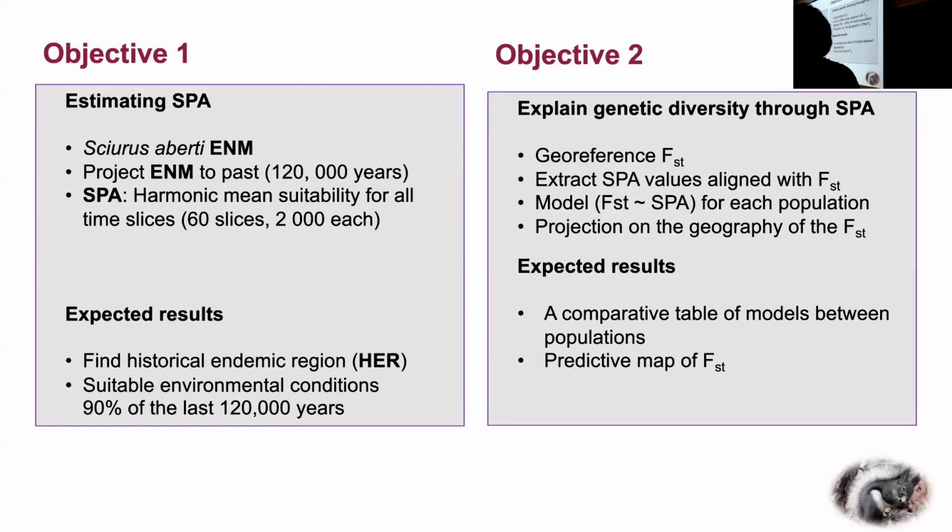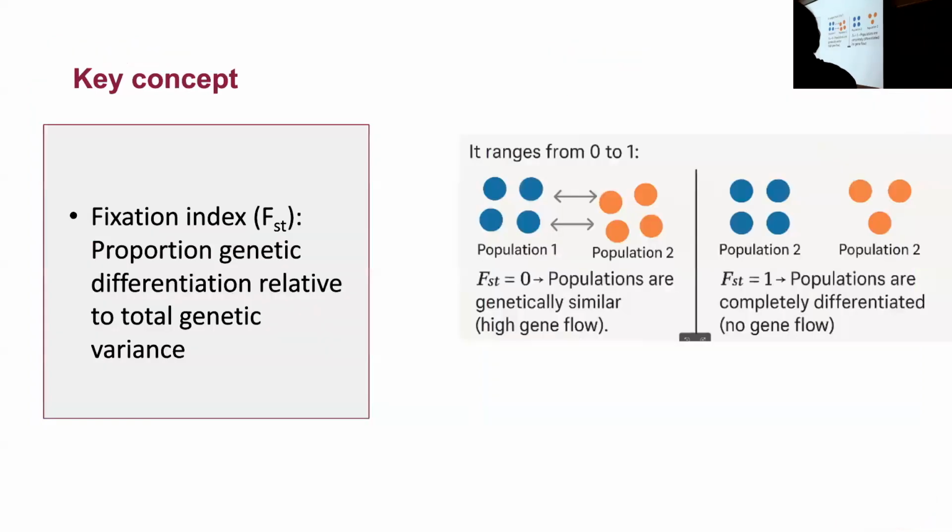And then I try to explain the genetic diversity through this SPA using a model I developed, and expect that the sites where the environmental conditions remain along the time let the species create populations with higher genetic diversity, if you compare with the sites where the species is not suitable all this time. That's the main idea. So I will explain this part in more detail.